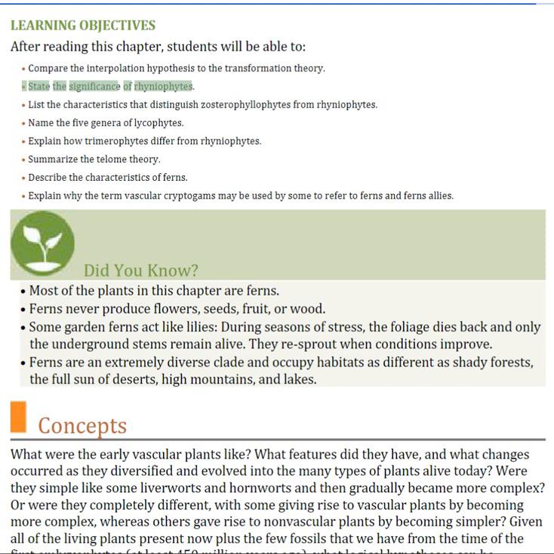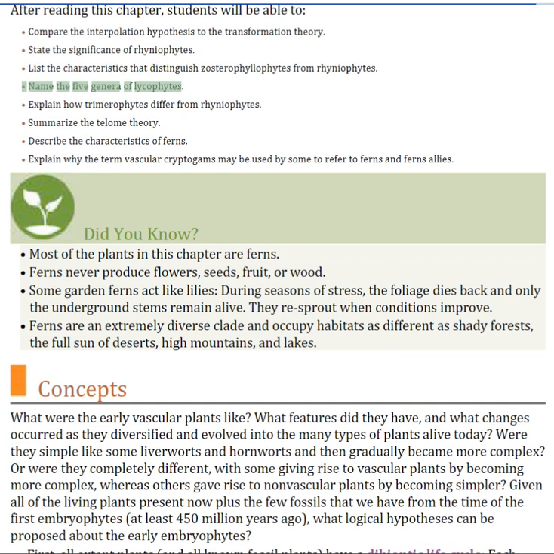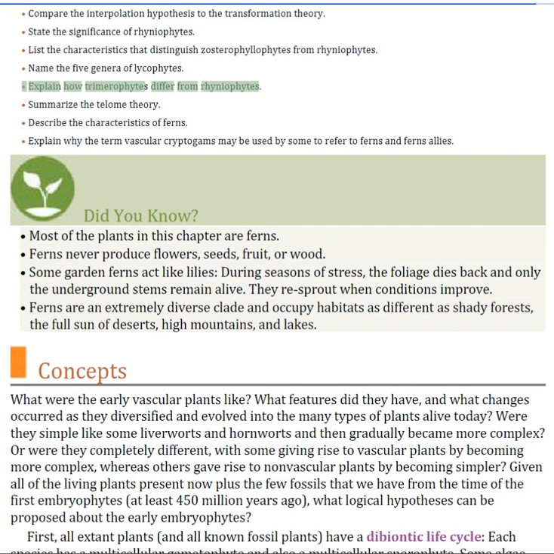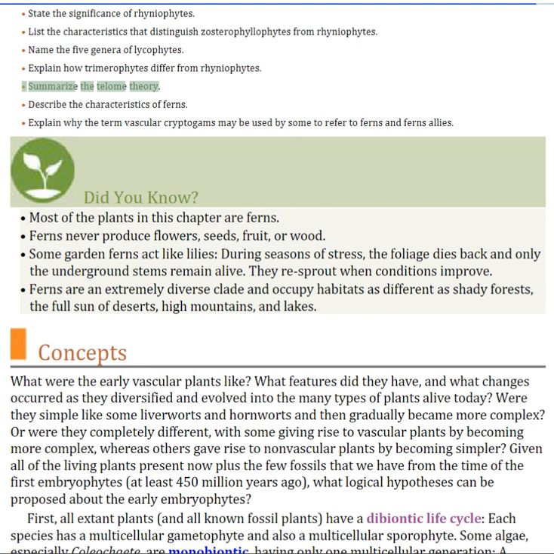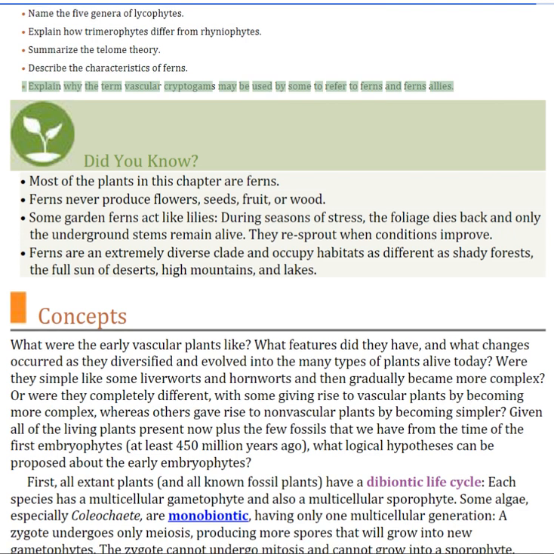State the significance of rhiniophytes. List the characteristics that distinguish zosterophyllophytes from rhiniophytes. Name the 5 genera of lycophytes. Explain how trimerophytes differ from rhiniophytes. Summarize the telome theory. Describe the characteristics of ferns. Explain why the term vascular cryptogams may be used by some to refer to ferns and ferns' allies.